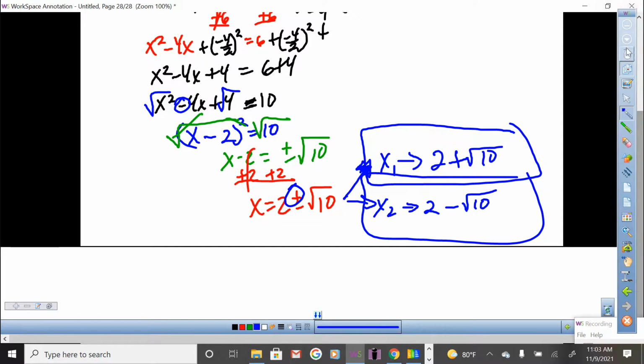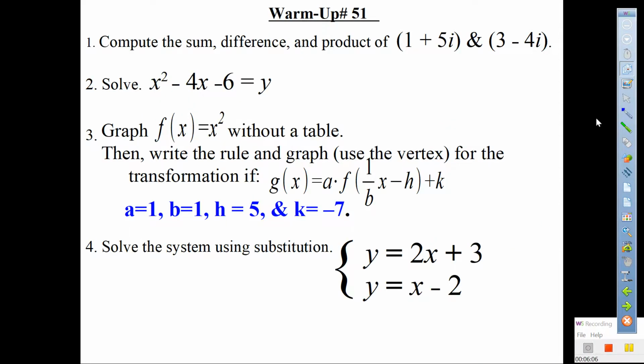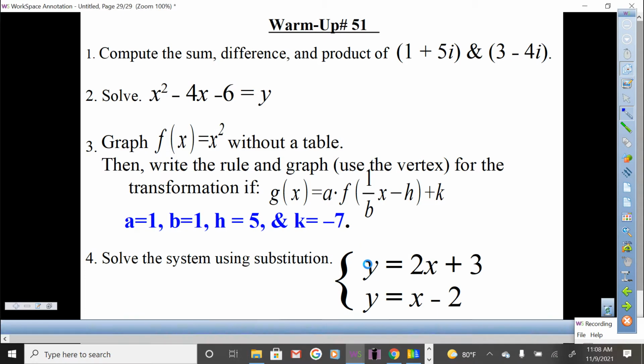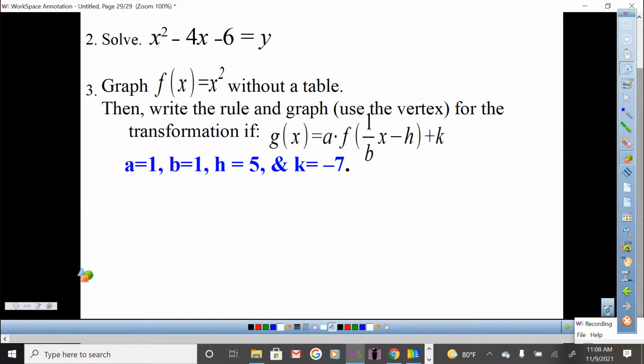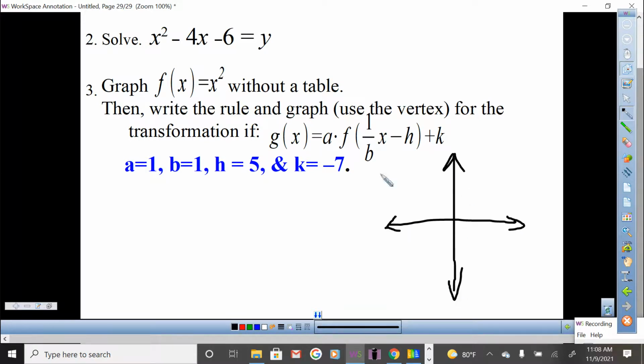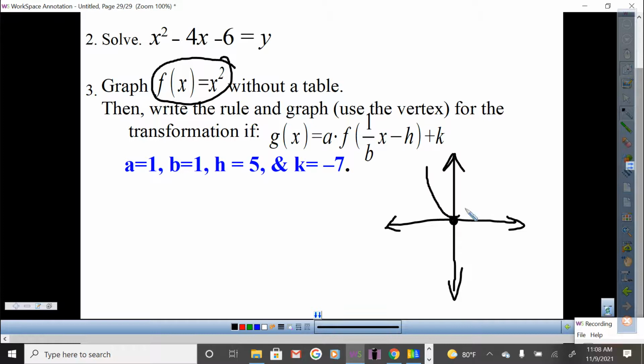Number 3. For number 3, it says graph without a table. Now, by now, I'm giving you plenty of practice with these because we're about to move on to the next concepts, and we need this skill. Here we go. So I'm going to graph my parabola because it's x squared, yes? So x squared looks like this through the point of origin, and it's a parabola. There it is. And that's my f of x. Okay.